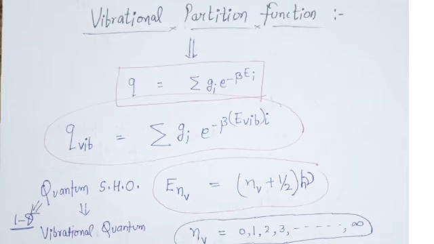Okay, so we know the generalized formula for the partition function is Q equals summation of Gi e raised to the power minus beta Ei. Alright, so for the vibrational case, this energy becomes E vibrational. We have just substituted E vibrational, and we know that E vibrational equals (Nv plus half) times h nu, where Nv is the vibrational quantum number. Alright, it is all which we had done in physical spectroscopy.